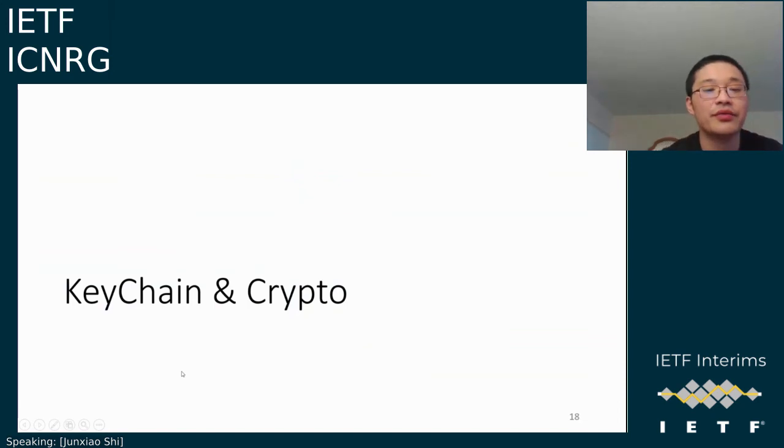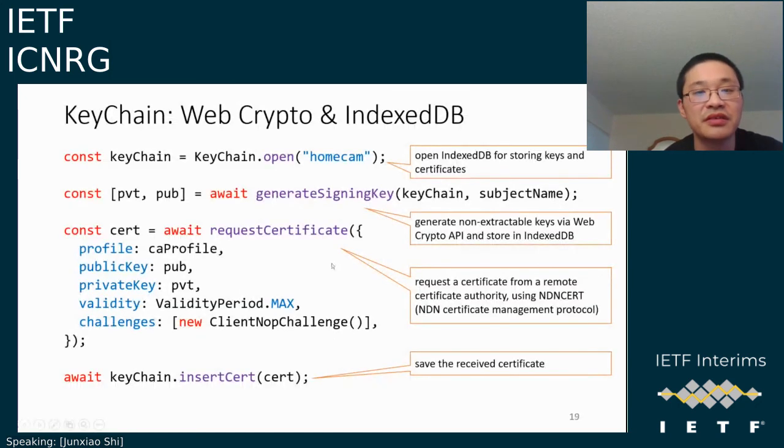The next API area is the security area, especially the keychain and the crypto. The NDNTS keychain is implemented with the Web Crypto API and IndexedDB when it runs in the browser. Node.js is different, but in the browser it's those two. And this is how I use the keychain. It's some code. So first I can open the keychain. Effectively, it will open an IndexedDB that stores the keys and the certificates. In the browser, IndexedDB is able to store a Web Crypto private key without exposing the key bits. You will see it later.